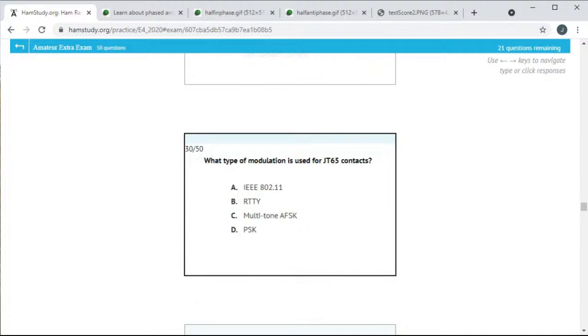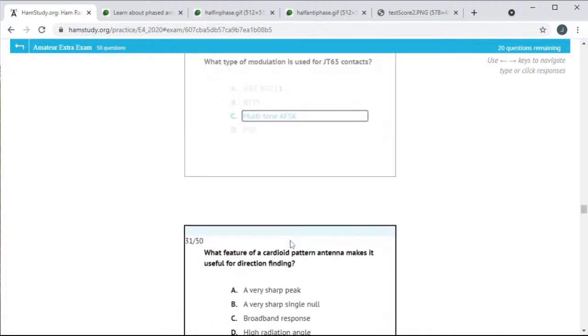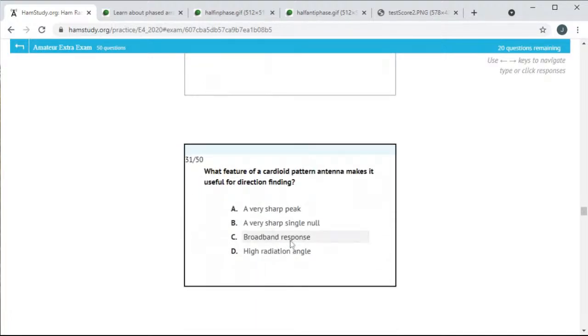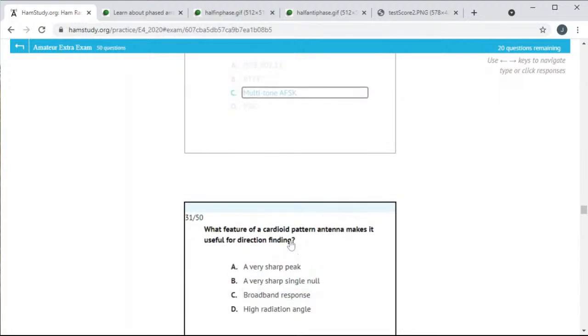Maybe wrong, but yeah. What type of modulation is used for JS65 contacts? A is wrong. That's internet protocol. B, RTTY. C, multi-tone FSK. D, PSK. I'm going to go with C, multi-tone FSK. What? And that's, yeah.